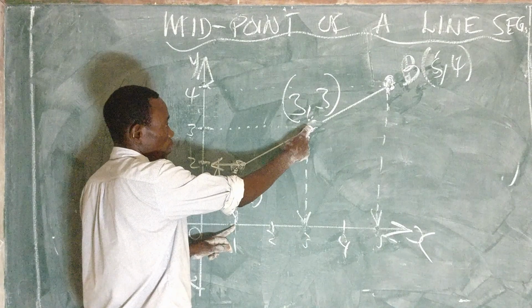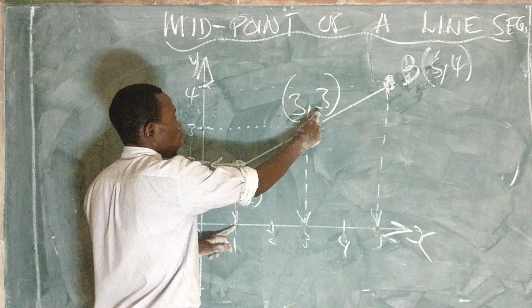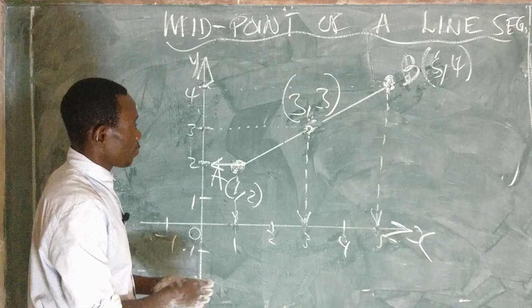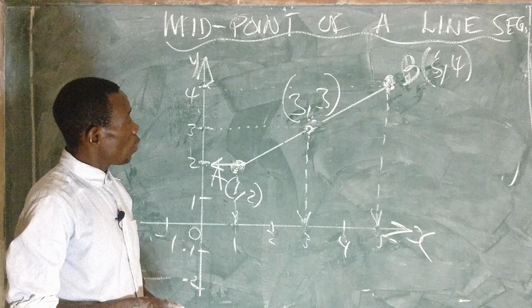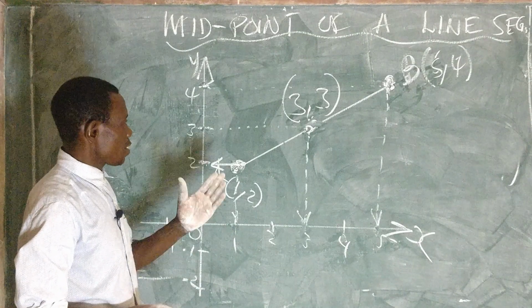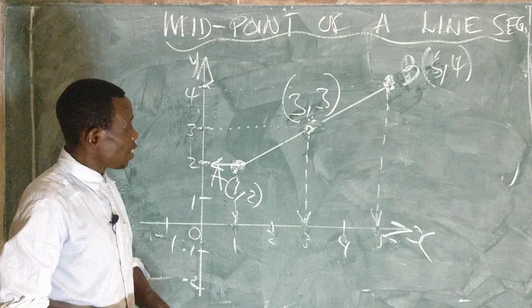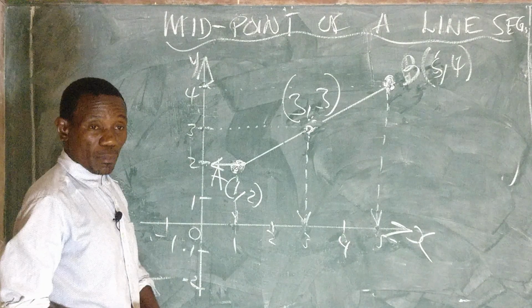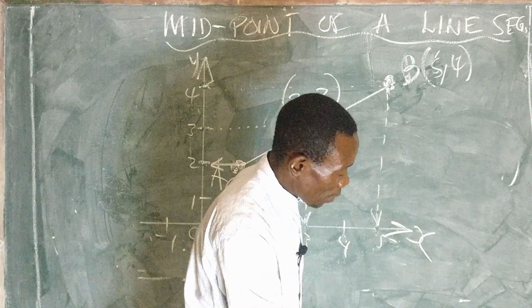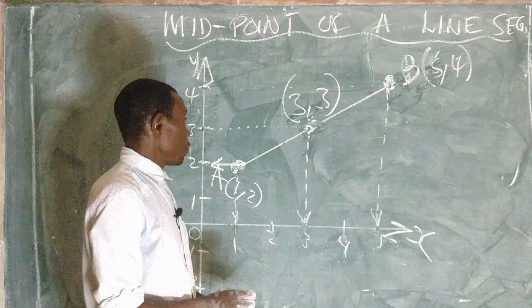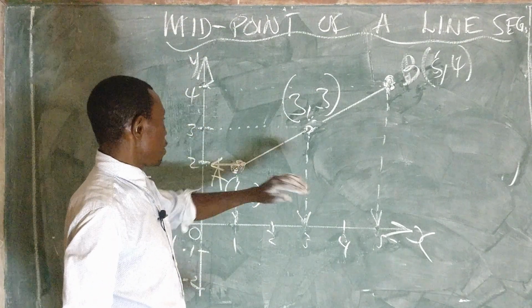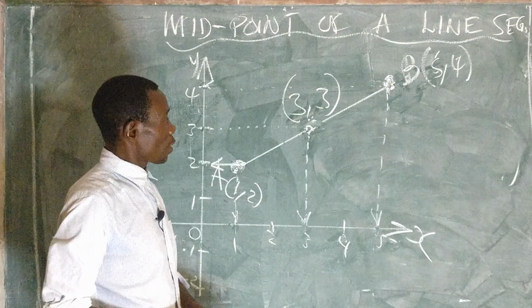A 3. So this is the midpoint of the line. X is 3, y is 3. Right. So now we may not trust this method of counting the units. So as mathematicians, let us come up with a formula that can help us to come up with the midpoint of the line. Here we know the midpoint is 3, 3.